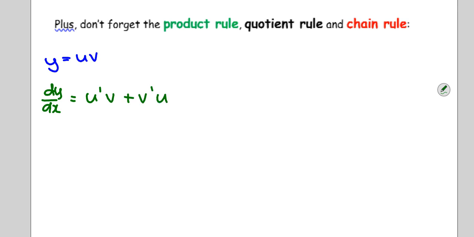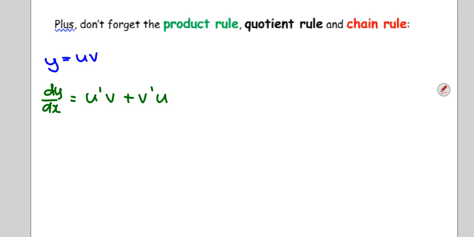That's not the form you get in the formula booklet. The version they put in the formula booklet is written with d squared y over dx squared and so on. So you need to be able to understand the one in the formula booklet, or just remember this one really well. I find it faster.